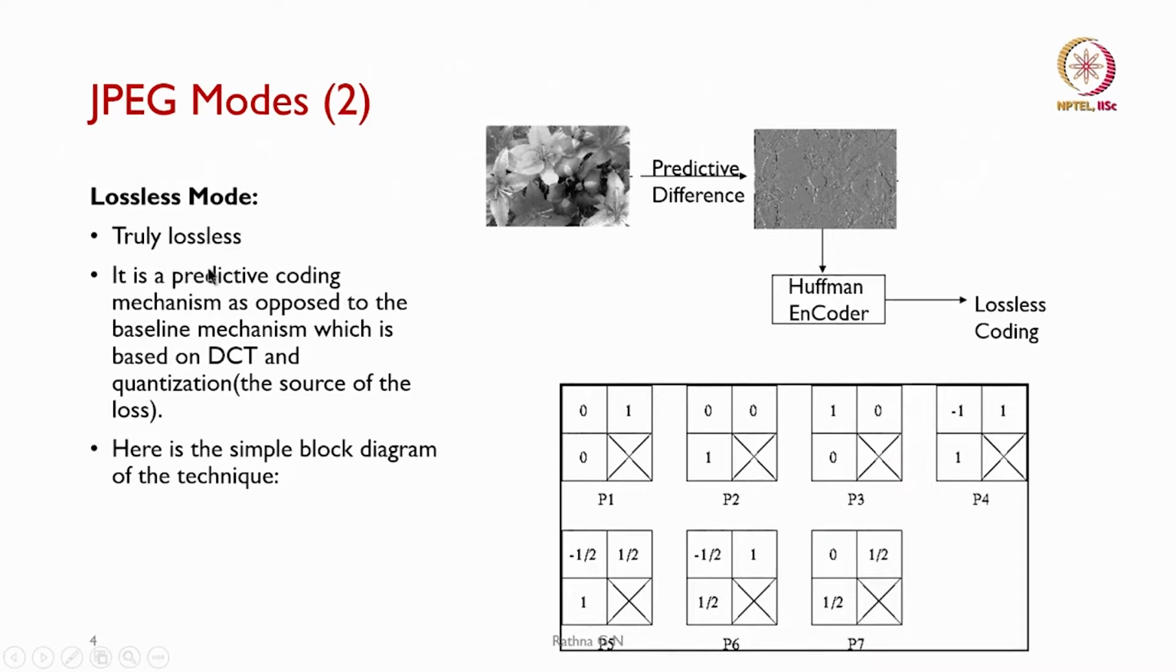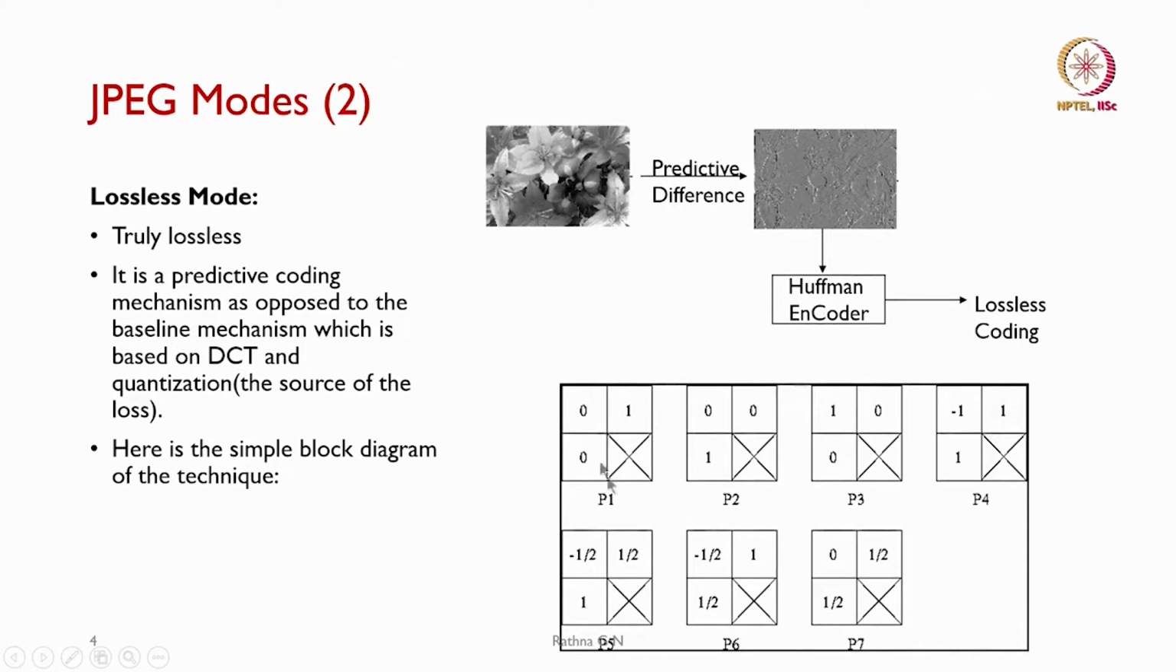Coming to the second mode, it is the lossless mode, that is truly lossless. What do we mean by that? We will be doing a predictive coding mechanism, as opposed to the baseline mechanism, which is based on DCT and quantization, which is the source of the loss. Here is a simple block diagram of the technique. This is the image. We find the predictive difference, as shown in this diagram. Then we apply the Huffman encoder, and we call this lossless coding.